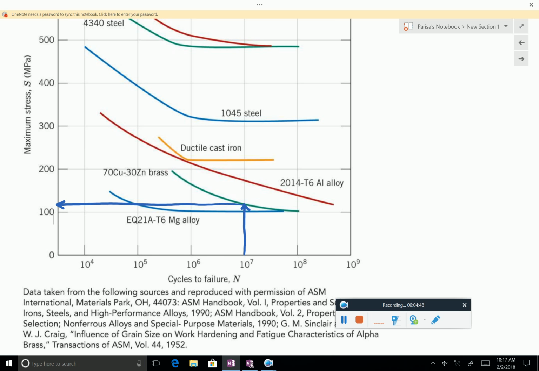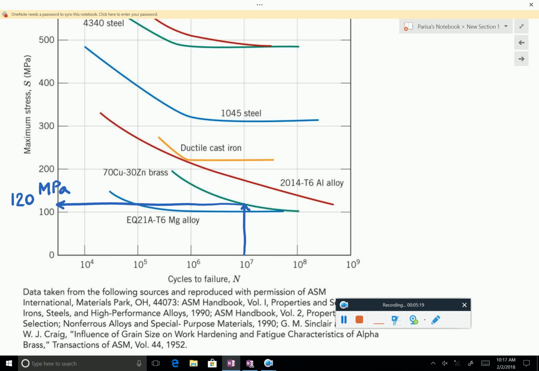Let's say it's about 120 megapascal. Why do I say maximum? Because if I have a little bit more than 120, then I have fatigue failure. Remember, above the curve is unsafe. Underneath is safe. So that's why this is the maximum stress at that fatigue line.